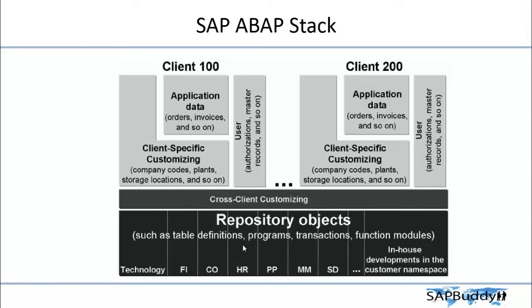So the table definitions are, for example, let's say the company code. Company code is saved in a table T001. We wanted to change the definition of the table.